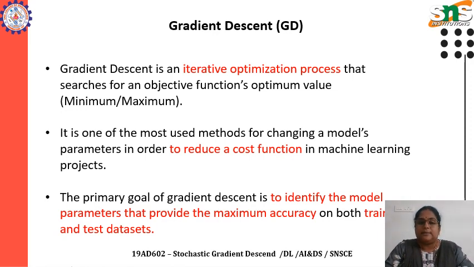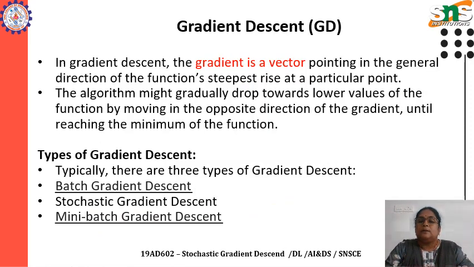and the testing dataset. Next, in the continuation of gradient descent, the gradient is a vector pointing in the direction of the function's steepest rise at a particular point. This is the exact definition. This algorithm gradually drops down towards a lower value, moving in the opposite direction of the gradient until it reaches the minimal value of the function. There are different types of gradient descent. First, batch gradient descent. Second, stochastic gradient descent. Third, mini batch gradient descent.